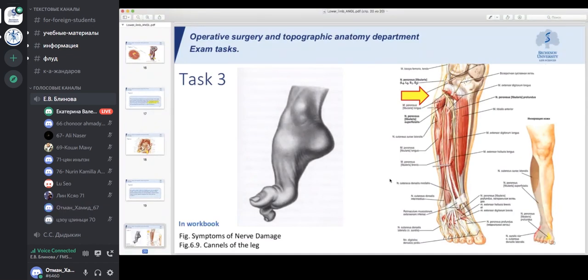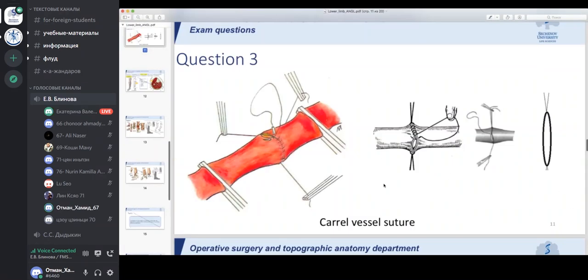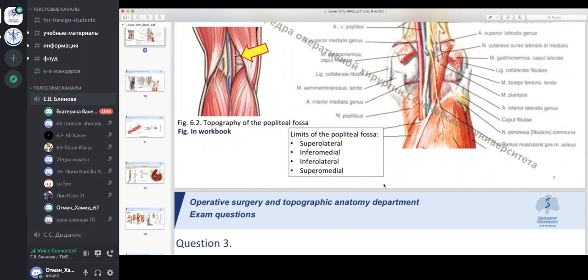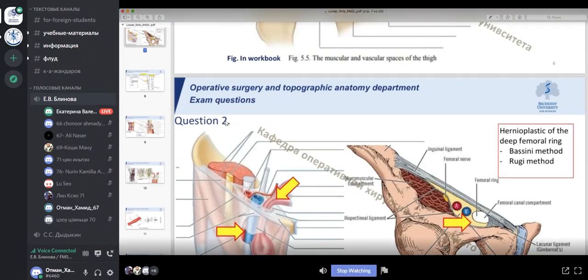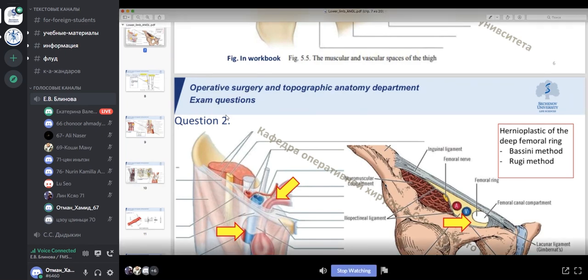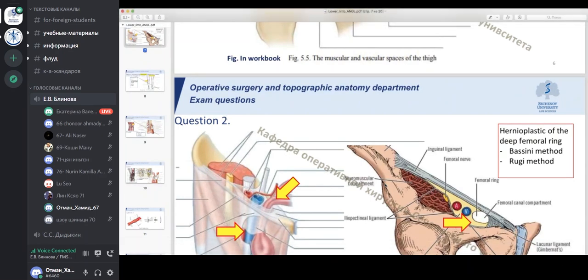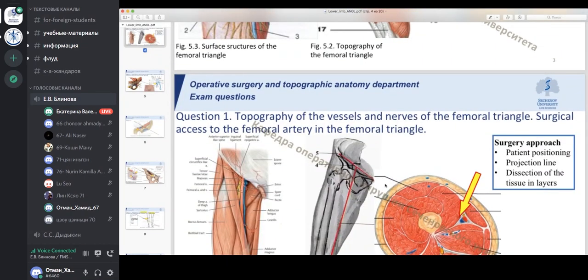No, I said to you, the final exam ticket will include, firstly, first question, topography, second question, surgery, and third question is a clinical case. Do you understand me? Do you want only clinical case, or do you want the topography of a different region?